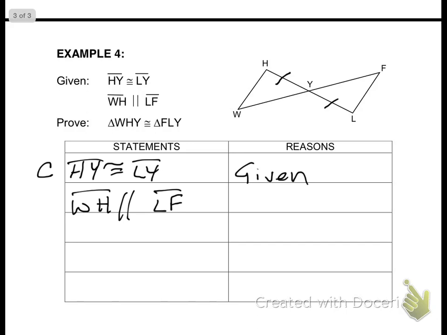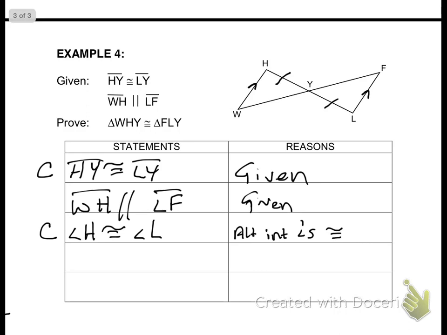Now that's not a congruency statement, but we can mark it on here with arrows that those two lines are parallel. And then we use parallel lines cut by a transversal, what we know about that, to say that angle H is congruent to angle L. There's a congruency statement, because with parallel lines, this is given. So if the lines are parallel, alternate interior angles are congruent.